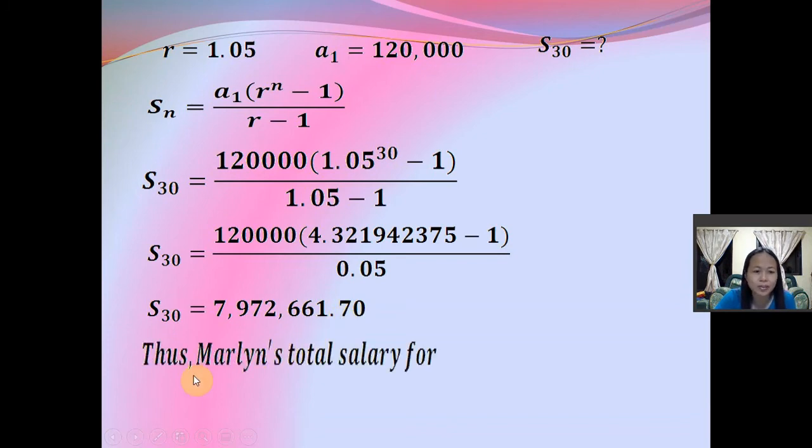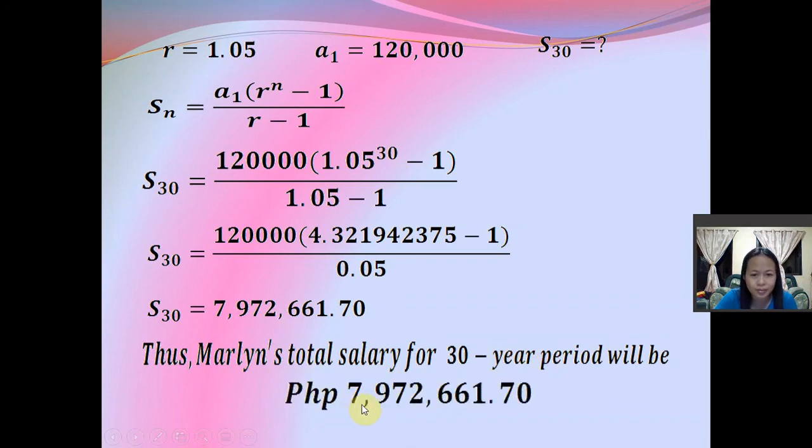So this will be your total salary for the 30-year period, and that is again 7,972,661 pesos and 70 centavos. Okay, so this is how to get her total salary over a 30-year period.